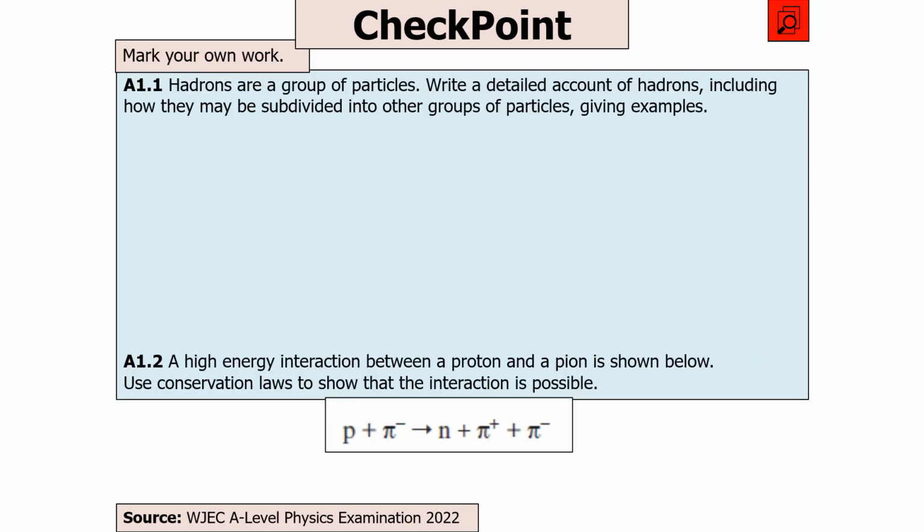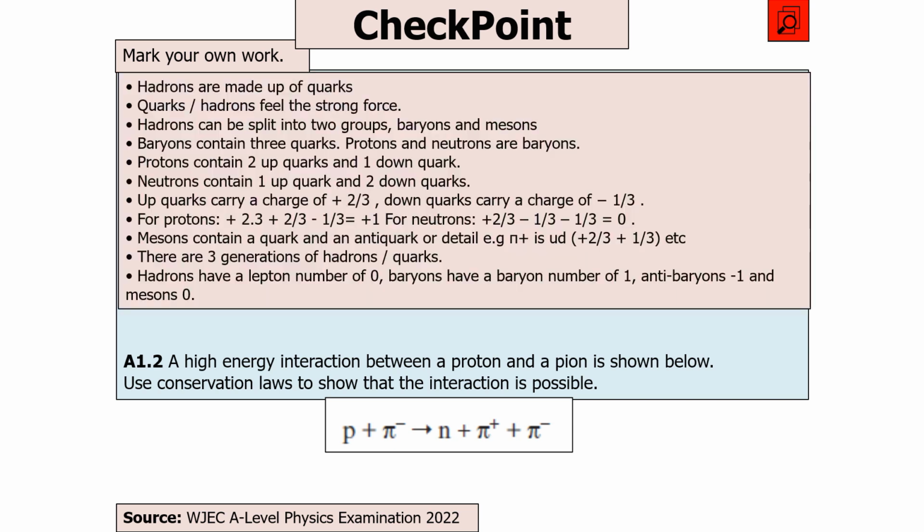Right, in this question you've just got to know lots of key facts about hadrons. Hadrons are made from quarks. These hadrons and quarks will feel the strong interaction. Hadrons can be split into two groups: the mesons, which are made of one quark and one antiquark, and baryons, which are made of three quarks. The most common types of baryon are the protons and the neutrons. The proton has two up quarks and one down quark. The neutron has one up and two down quarks. You can work out the overall charge of them, so the proton is +1 and the neutron is 0.